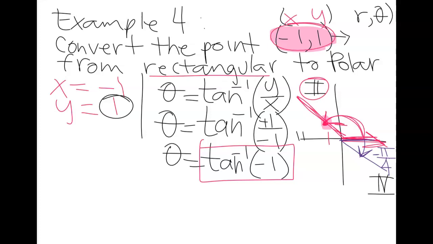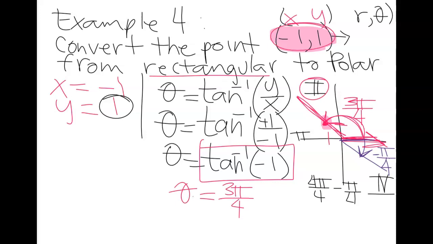If this is pi, so we are talking about 4 pi/4 minus pi/4, which is 3 pi/4. And so that's what theta will be. That is the correct way to find it.